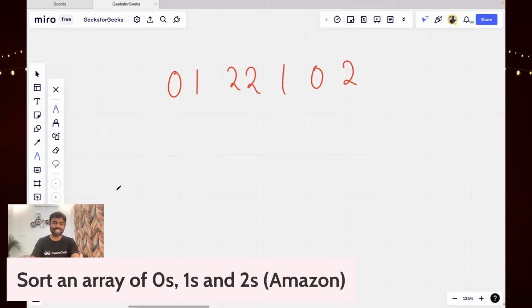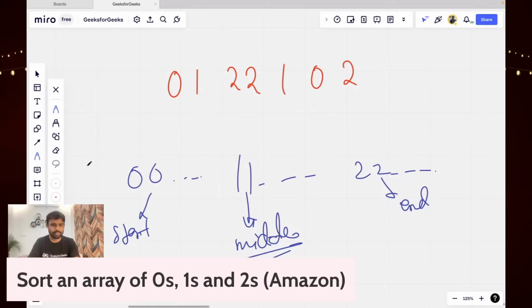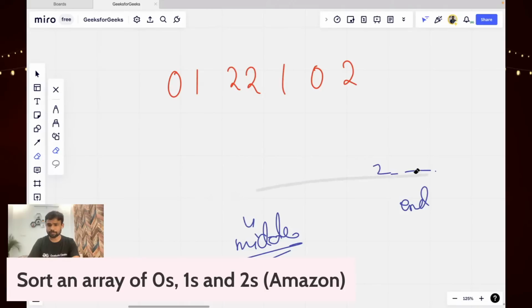So what we will do, guys? Tell me one thing. When we solve this array, some zeros are there, some ones are there, some twos are there. So we want our zeros at the start of the array, we want our twos at the end of the array, and we want our ones to be in the middle. That is what we want. Okay.